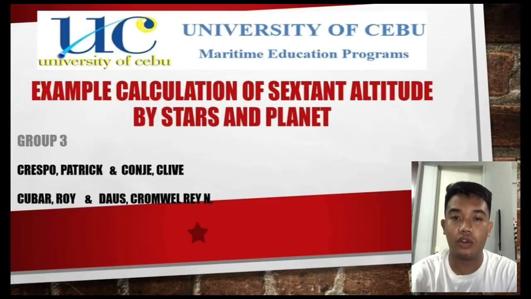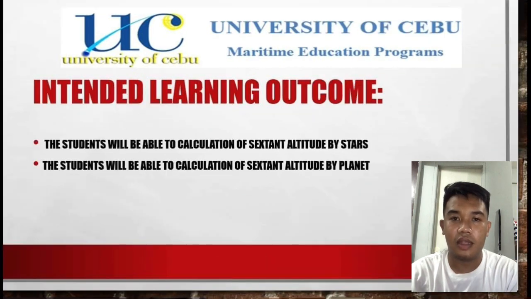Good day. We are Group 3, and we're going to talk about example calculations of sextant altitude by stars and planets. Intended learning outcomes: the student will be able to calculate sextant altitude by stars. The student will also be able to calculate sextant altitude by planets.